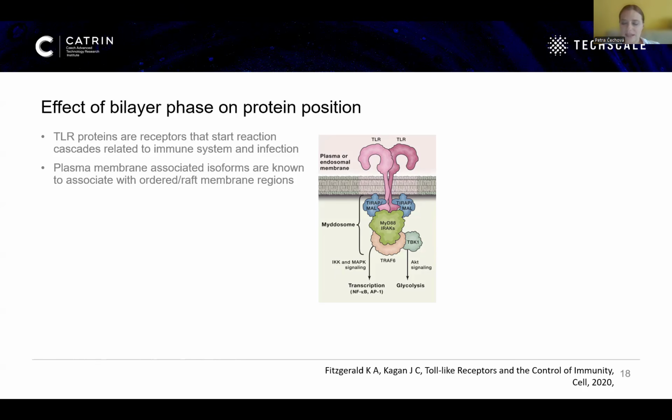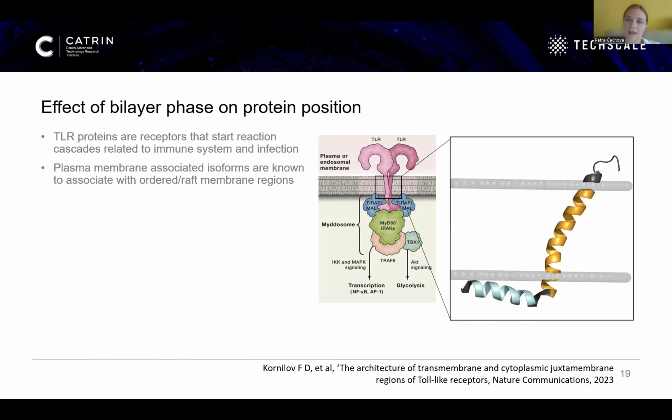So we decided to use this TLR protein, which is known to be associated with rafts, and they play some role in the reaction cascades because they are proteins of the immune system. And we chose to focus on this transmembrane region, this tiny helix that is in the transmembrane region of the protein.